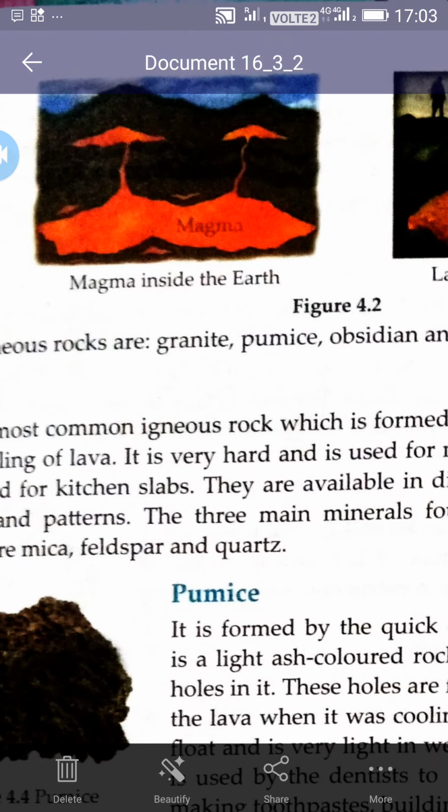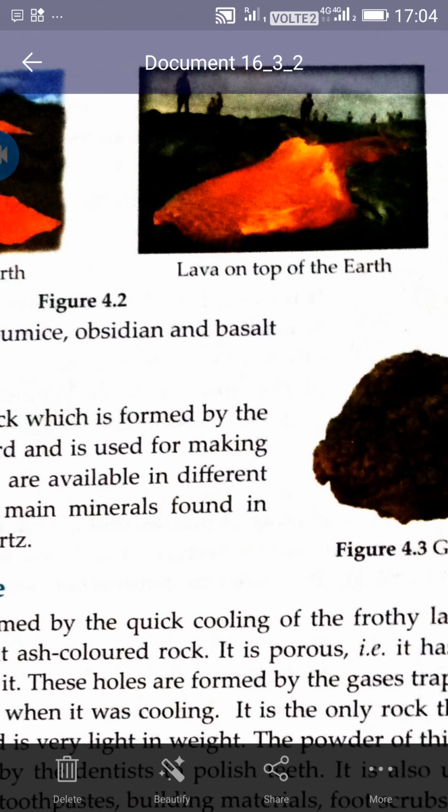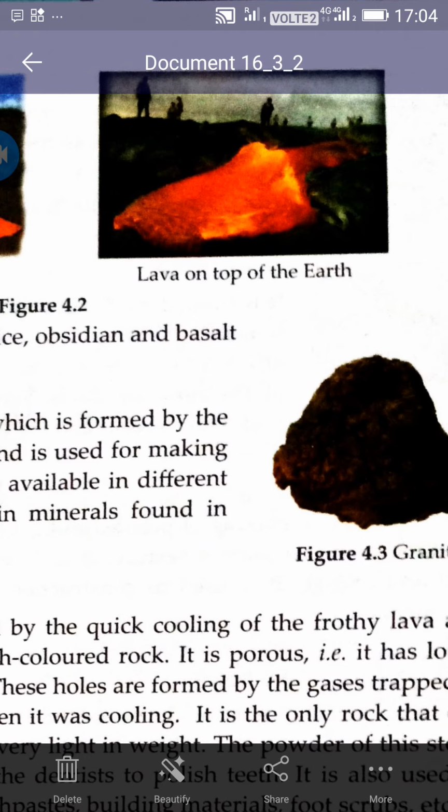The first picture, Figure 4.2, shows magma inside the earth. What is magma? When molten rock is inside the earth, it is called magma. And when it reaches the top of the earth, it is called lava. Now see the second picture: the lava that has reached the surface of the earth.